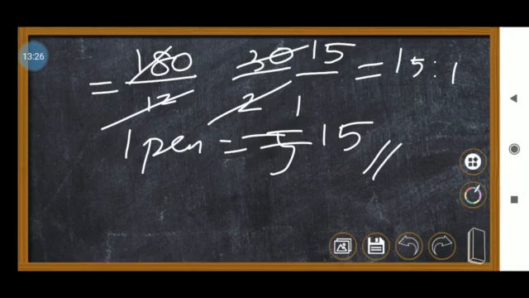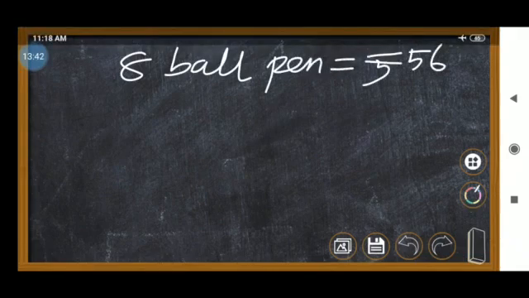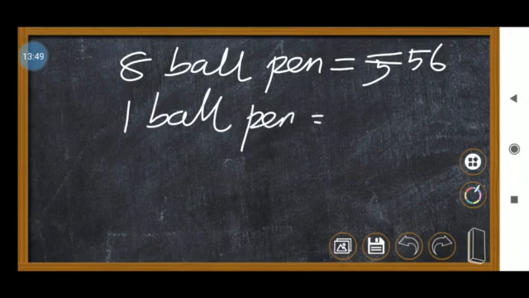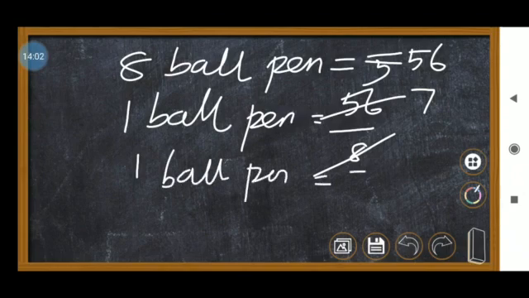Next, the 8 ball pens. This is the normal pen and the ball pen. The cost of 8 ball pens is 56 rupees. So 1 ball pen is equal to 56 divided by 8. 1 eights are 8, 7 eights are 56. So 1 ball pen is equal to 7 rupees.